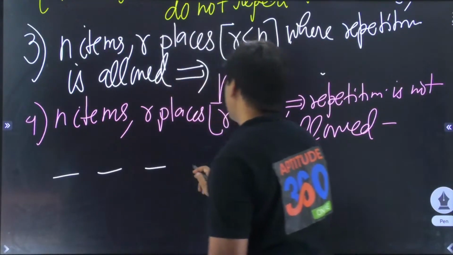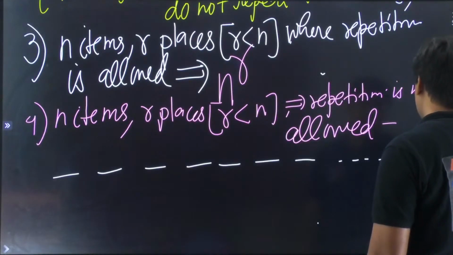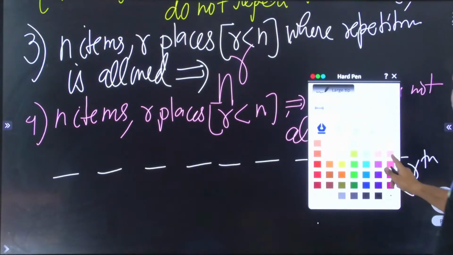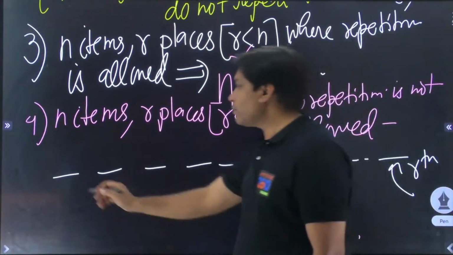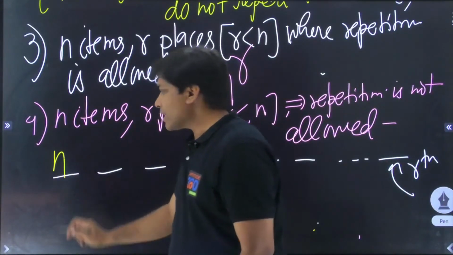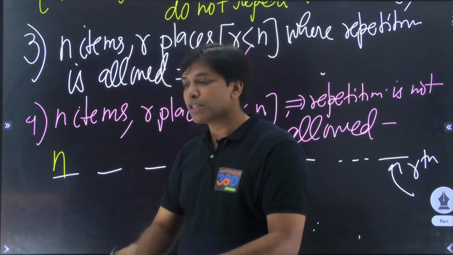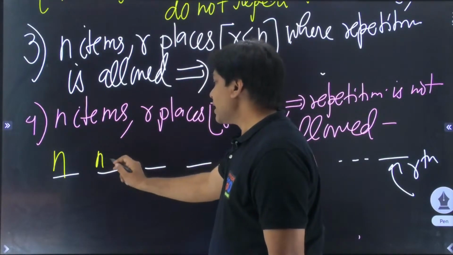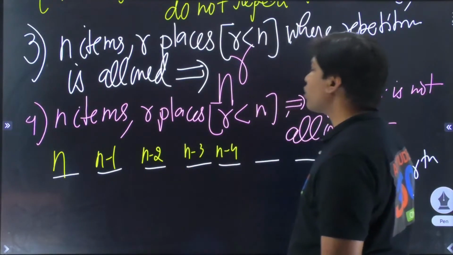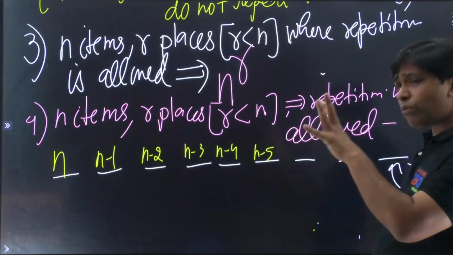1 2 3 4 5 6 7. This will be done in n ways, isn't it? Don't say nCr, don't say nPr. As of now we are just discussing the basics, and this will be done n minus 1 way, n minus 2, n minus 3, n minus 4. Are you getting what I'm talking about? n minus 5, and this is the rth place. What is going to be the rth place?